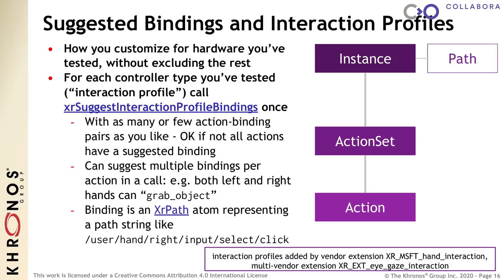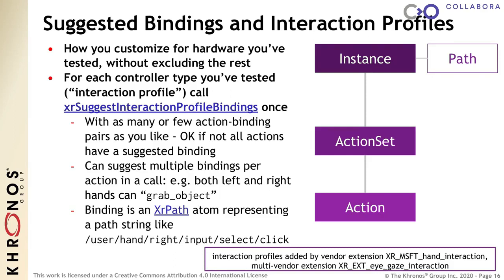Then, for each interaction profile, you submit pairs of actions and suggested bindings. These are the logical part of the controller that you'd like to use to drive that action. You can suggest multiple bindings per action in a call. For instance, both your left and right hands, and thus your left and right controller, could both trigger action grab object.